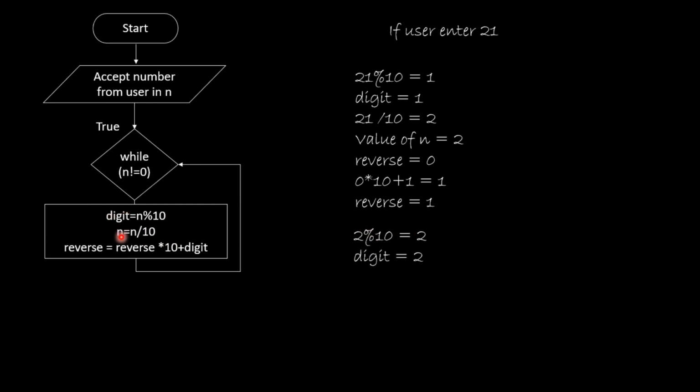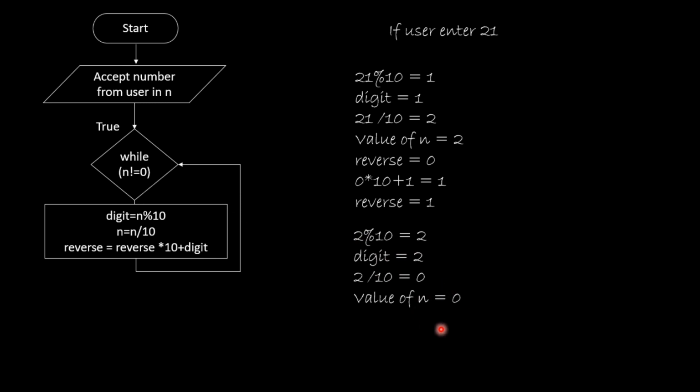After that, this statement: n is equal to n divided by 10. Now the updated value of n is 2, right? n divided by 10. Again, 2 is not divisible by 10. So what we are going to do is divide it by 0, right? Now the quotient will be 0. So the value of n will be 0 now.